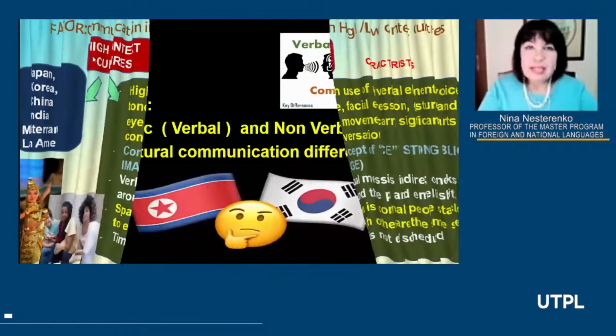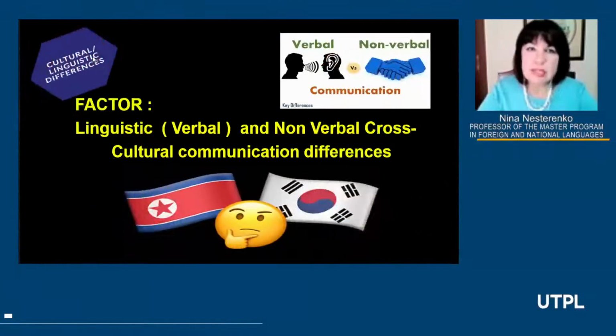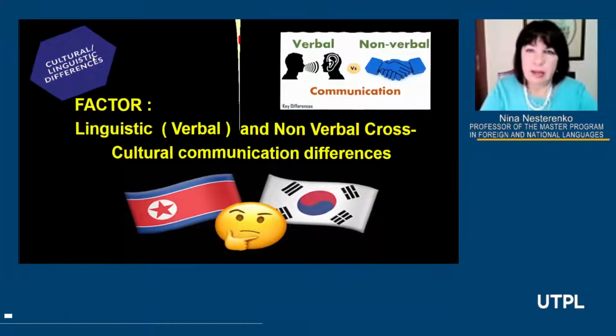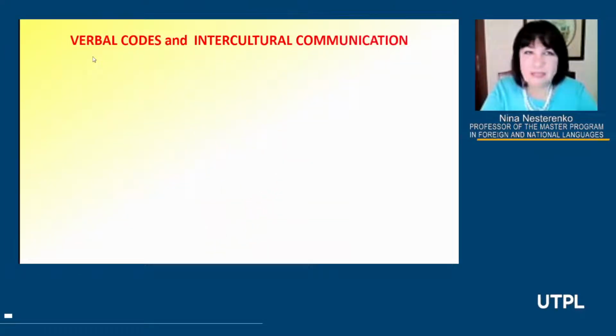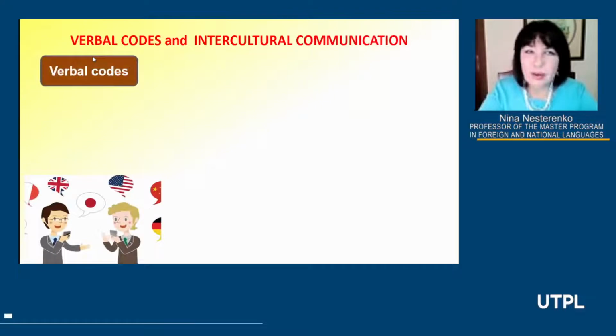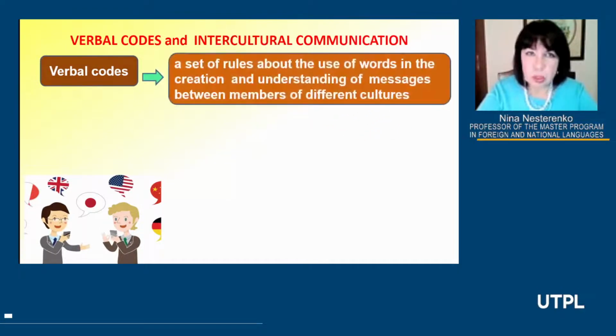Well, yes, let's continue. And then the next factor to consider, we have verbal and non-verbal communication differences as well. Actually, speaking about verbal and non-verbal, we can mention lots of things. Yeah. So as I said before, language is the utmost representation of a culture, and people who belong to the same society are supposed to share those verbal codes. What are those verbal codes? Verbal codes are a set of rules about the use of words in the creation of understanding of messages between members of different cultures. So if you want to understand "había gente como mote", first of all, we need to know what mote is. Yeah.